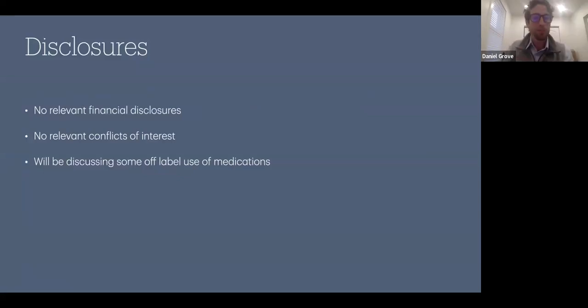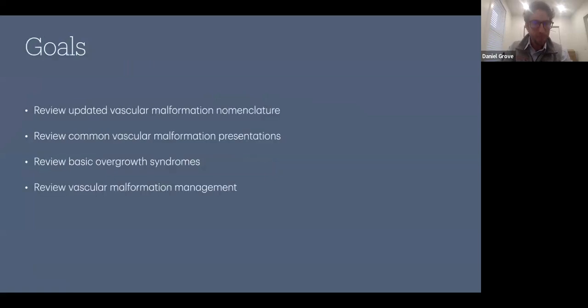I have no relevant financial disclosures, no conflicts of interest, and I will be talking about some off-label use of medicines, especially when it comes to overgrowth syndromes and vascular malformations. The goals for today: I want you to walk away having a refreshed knowledge of vascular malformation nomenclature. We'll review some of the common presentations and broaden your clinical acumen when these patients walk into your clinic. We'll review some of the basic overgrowth syndromes. That's a topic in itself that takes an entire lecture, but we will broach those. And then we'll also review updated vascular malformation management.